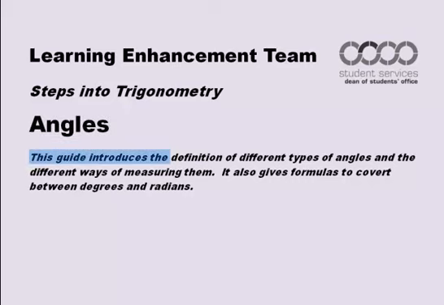This webcast is part of the Steps into Trigonometry series and concerns angles. This guide introduces the definition of different types of angles and the different ways of measuring them. It also gives formulas to convert between degrees and radians.